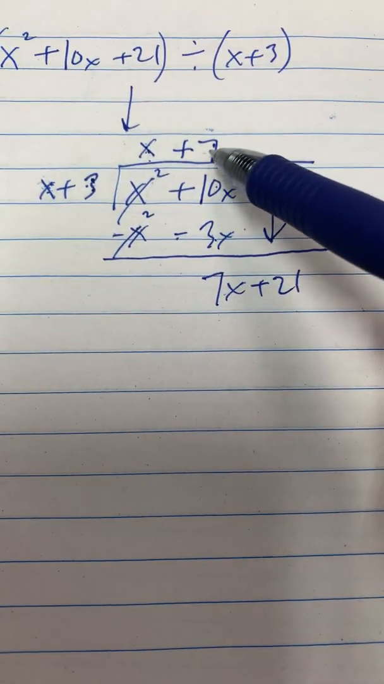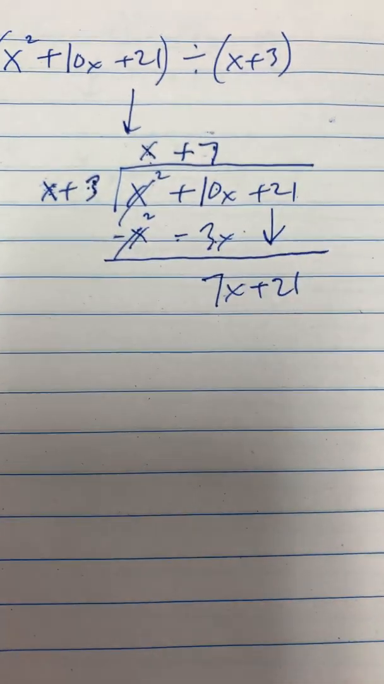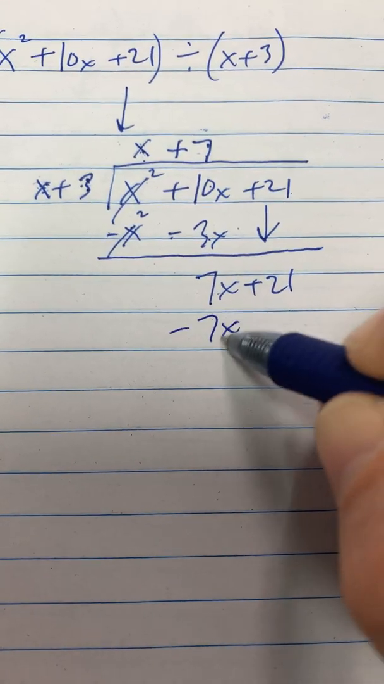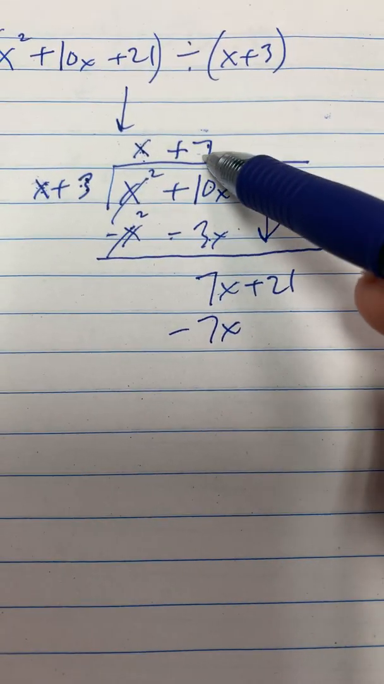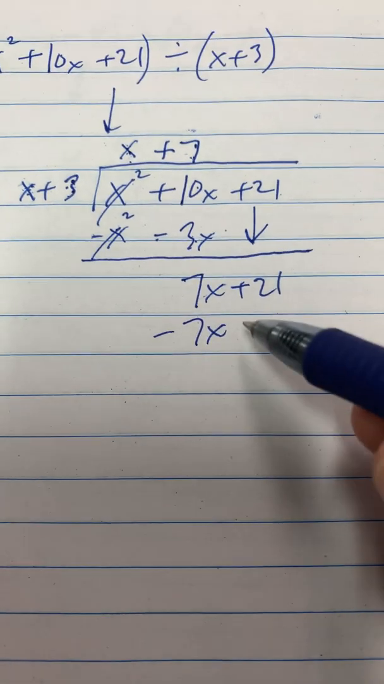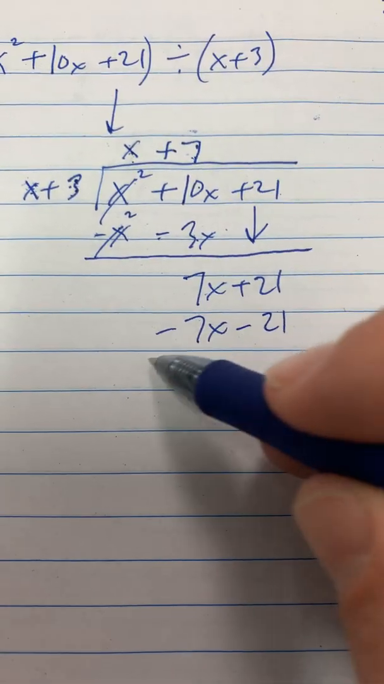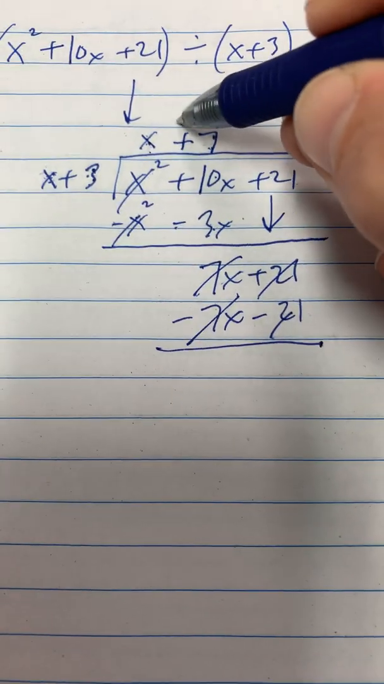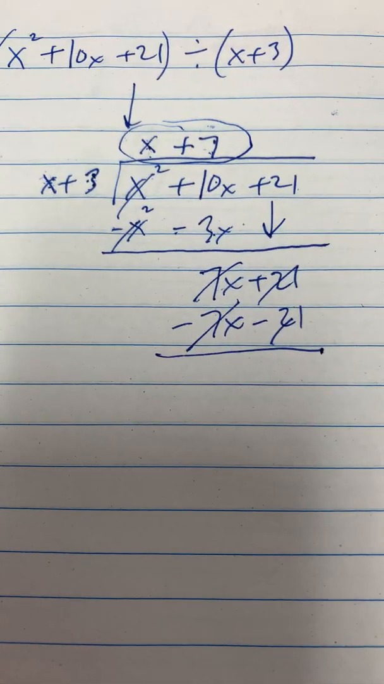When I do, 7 times x gives me positive 7x, but remember I'm going to change the sign. And then 7 times 3 normally gives me positive 21, but remember I'm going to make that negative 21. And then all these cancel out. So my answer is x plus 7.